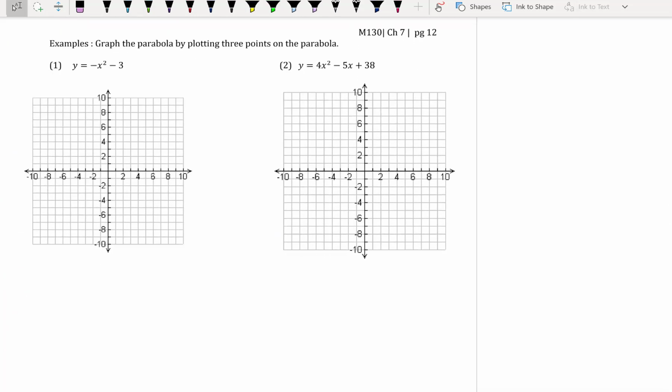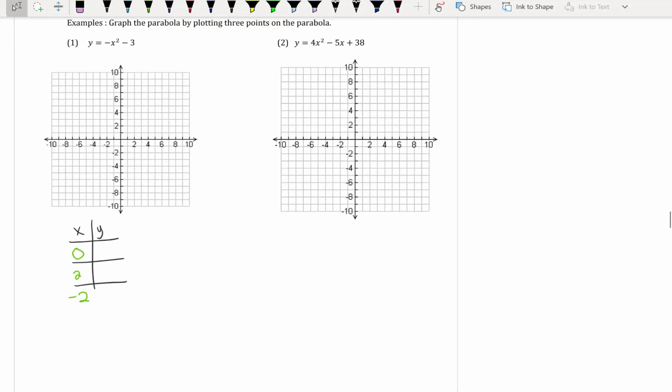Now it says graph the parabola by plotting 3 points on the parabola. So okay, I know that this is my general equation, so I have my x and my y value that I'm going to be plugging in. A good value to always start with, I think, is a 0 for your x value. And let's do a 2 and a -2. So we're going to be plugging that into our equation.